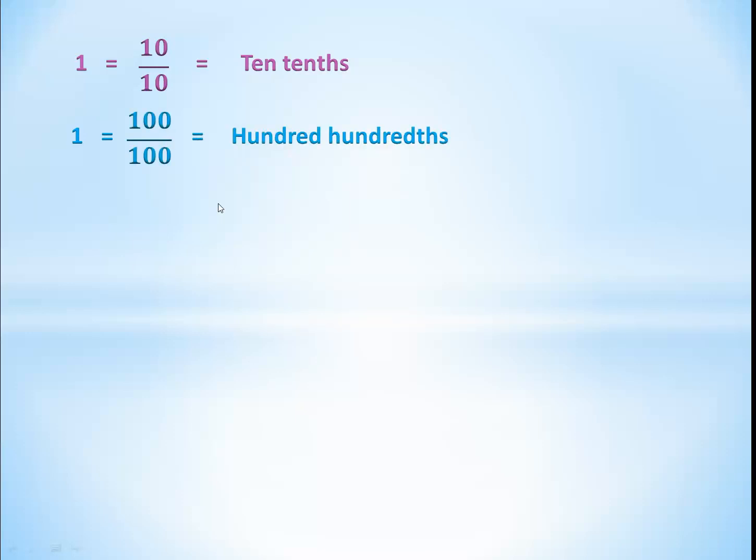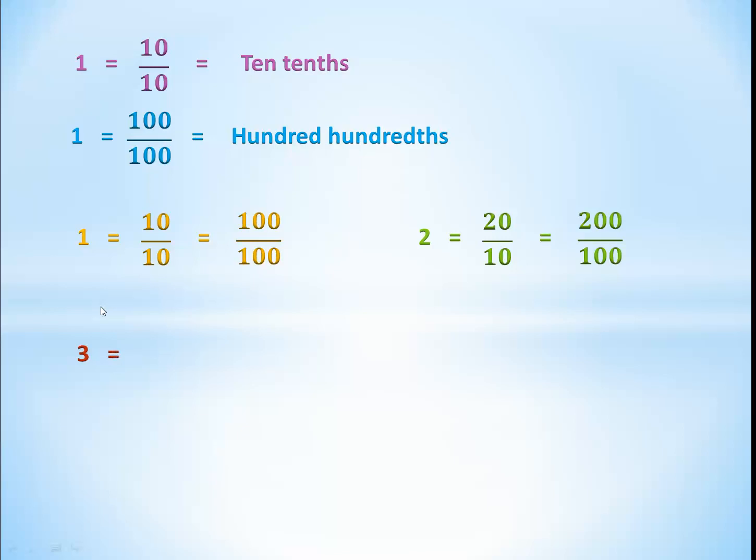1 equals 10 tenths. 1 also equals 100 over 100, which equals 100 hundredths. So 1 equals 10 tenths equals 100 hundredths. With the same meaning, if I put 2 here, it means 20 tenths. Yes, 20 tenths. So 2 equals 20 over 10 equals 200 over 100. 3 will be 30 over 10 equals 300 over 100.